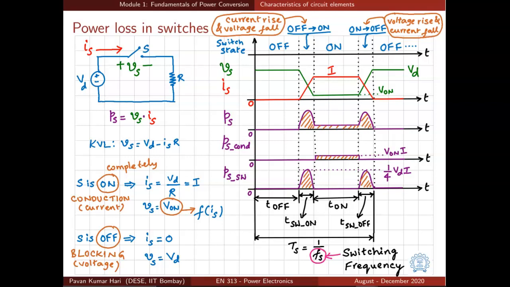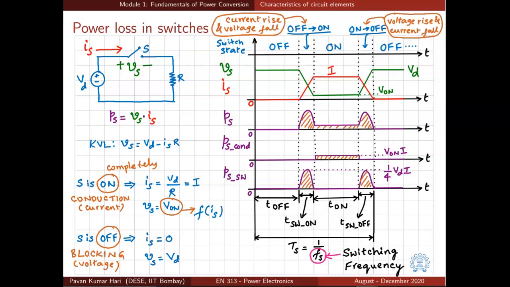Let us try to understand the estimation of power loss that occurs in switches in a power electronic converter with a certain example. There is a DC source VD, and it is connected to a resistor through a switch. The current flowing through the switch is Is and the voltage across the switch is Vs. The power loss that occurs in the switch can be calculated by looking at the product Vs multiplied by Is.